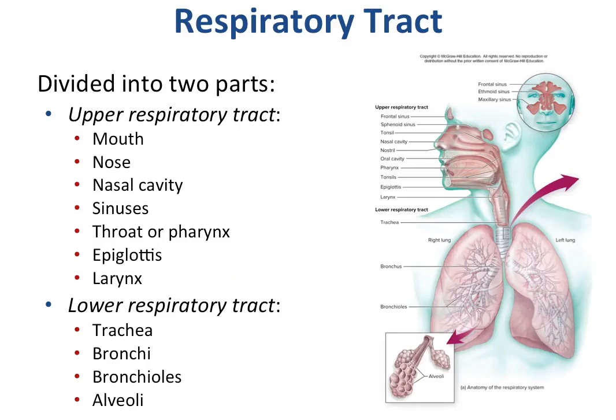So, let's talk about the respiratory tract. The respiratory tract can be divided into the upper respiratory tract and the lower respiratory tract. The upper respiratory tract is from the nose and mouth to the larynx. The lower respiratory tract is from the trachea to the alveoli.